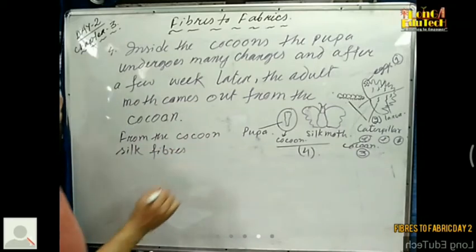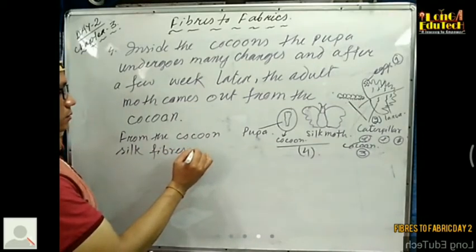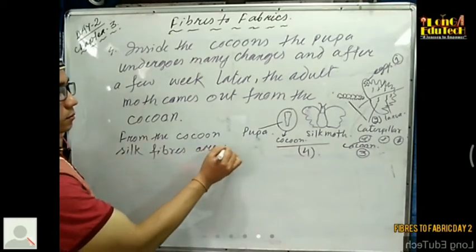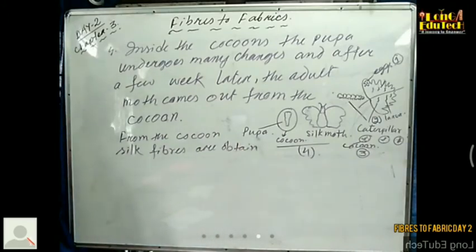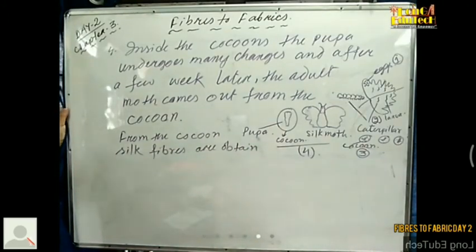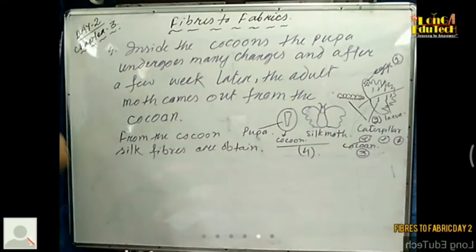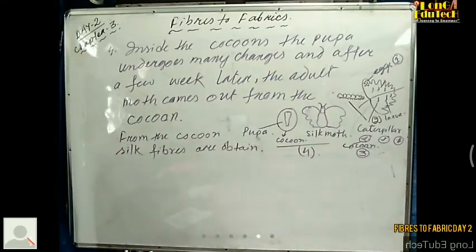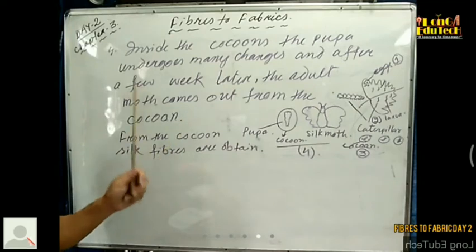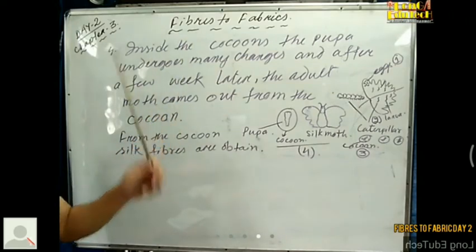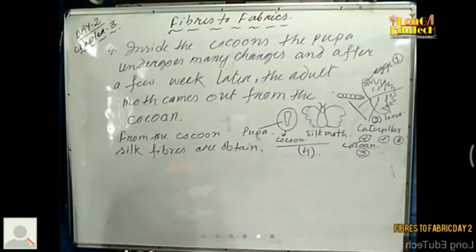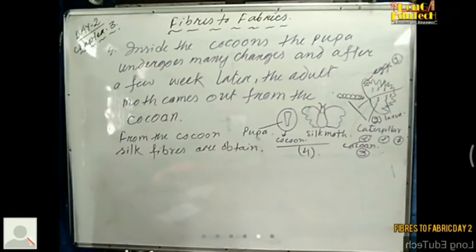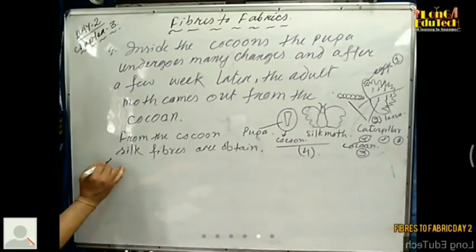Okay, silk fibers are obtained from the cocoon. Yes, like this. So we are discussing the life cycle of the silk moth. We have not yet discussed how the silk fiber is processed. So let us go to sericulture.